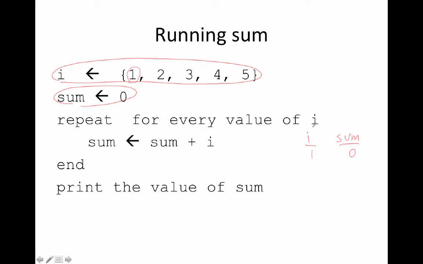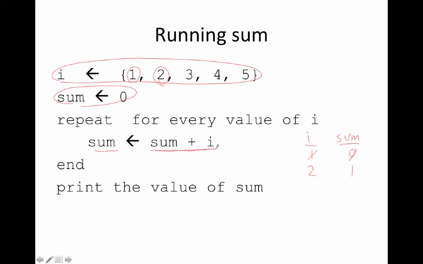We're going to repeat for every value of I. So right now we're saying assign to the variable sum the value of sum plus I. So 0 plus 1 is 1. We're going to store that in sum. So sum now has the value 1. Then I gets its next value 2. So now I has the value 2. And we're going to say sum gets the value of sum plus I.